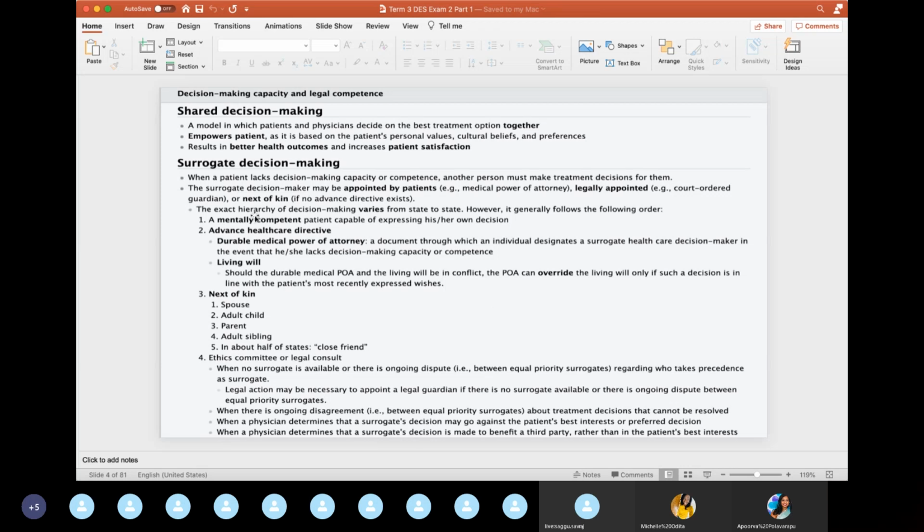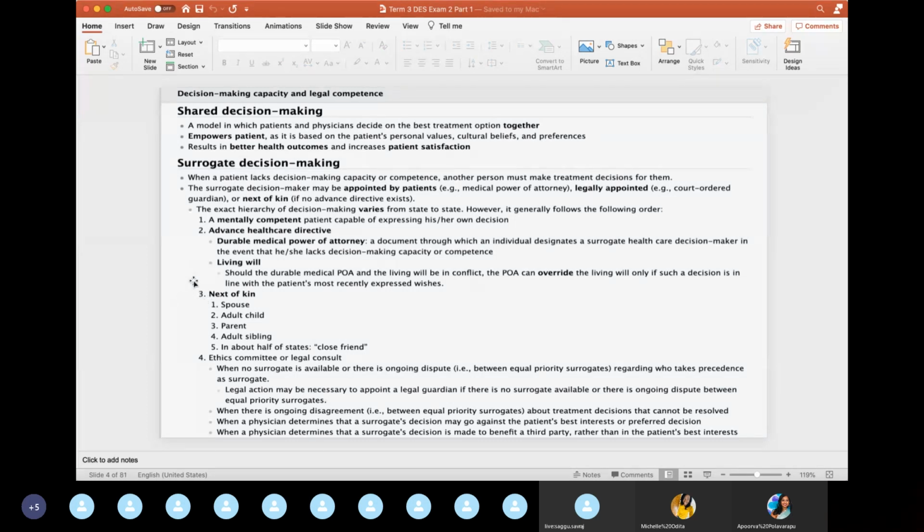So, high yield, you need to know the hierarchy of decision-making, right? First, the patient, of course, when they're competent and they have decision-making capacity. If the patient is no longer competent, what happens? Check for an advance healthcare directive. Check for a durable medical power of attorney, living will. Well, the patient has nothing. None of those. What's next? Next of kin, high yield.